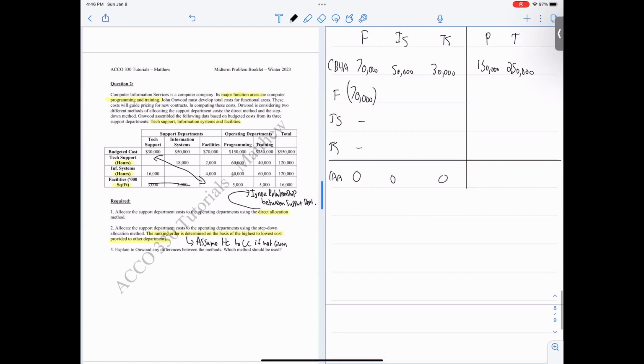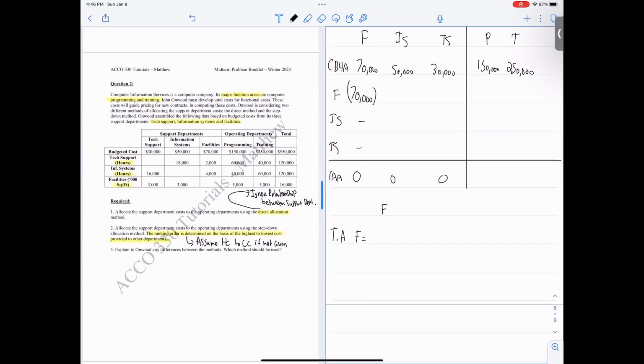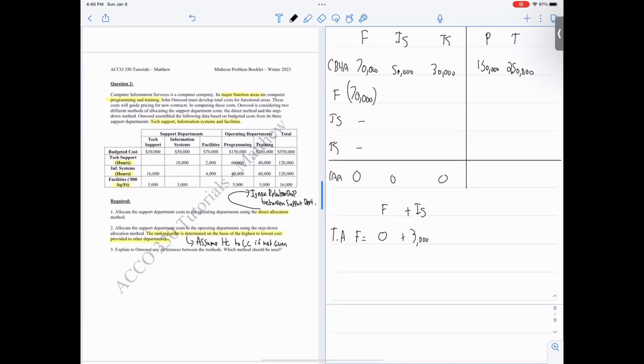So let's go figure out what's their total allocation. So total allocation for facilities. First off, how much do they help themselves? Well, we're lucky here on this exam. This was a past midterm, and they were very nice. They put nothing for self-allocations, but that's not going to be the case on your exam. You're very likely to have that, I'll say almost 100% chance. So just be mindful. Let's just say facilities allocated 2,000 square feet to themselves. We would not care. No self-allocations, so 0. Then how much does facilities help information systems? Well, they provide them 3,000 square feet. How much does facilities help tech support? They provide them 3,000 square feet as well.